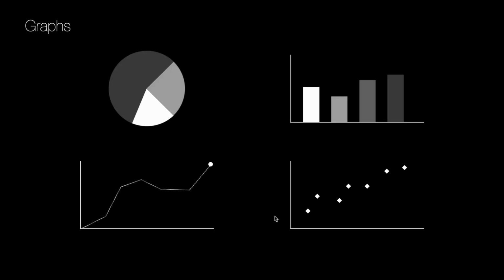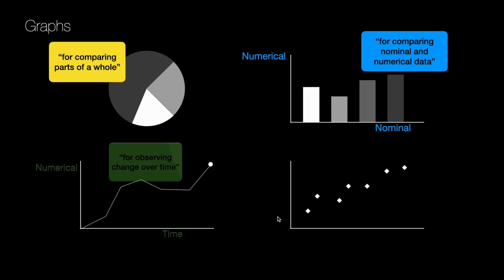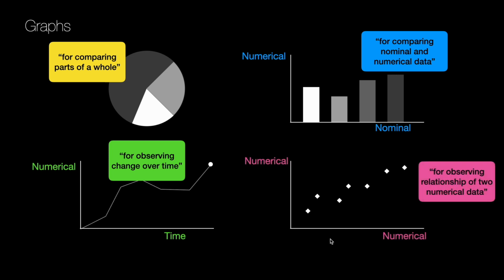So these are the four kinds of graphs. What we have to remember is that they are useful in specific situations and they are not useful in all kinds of situations. Just remember that the pie graph is very useful for comparing parts of a whole. The bar graph is very useful when you have numerical data associated with nominal data. The line graph is for when you have one source of data that changes over time, so number versus time. And lastly, when you want to show some relationship between two numerical data, that's going to be the scatter graph.